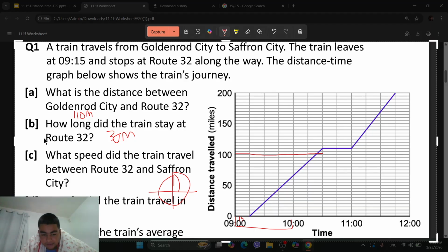So let's take a look at the last question and probably we'll be done for this session. What speed did the train travel between Route 32 and Saffron City? So Route 32 to Saffron City, right? Because it's moving from Goldenrod City to Route 32, and from Route 32 to Saffron City. So it's quite easy. Distance traveled by time taken. So this is the distance traveled, isn't it? Because it travels from here to here.